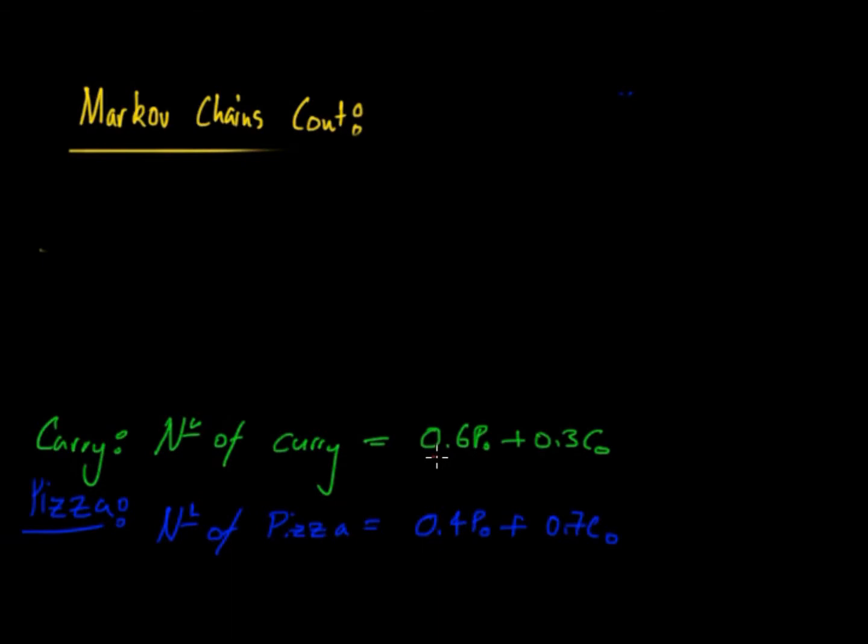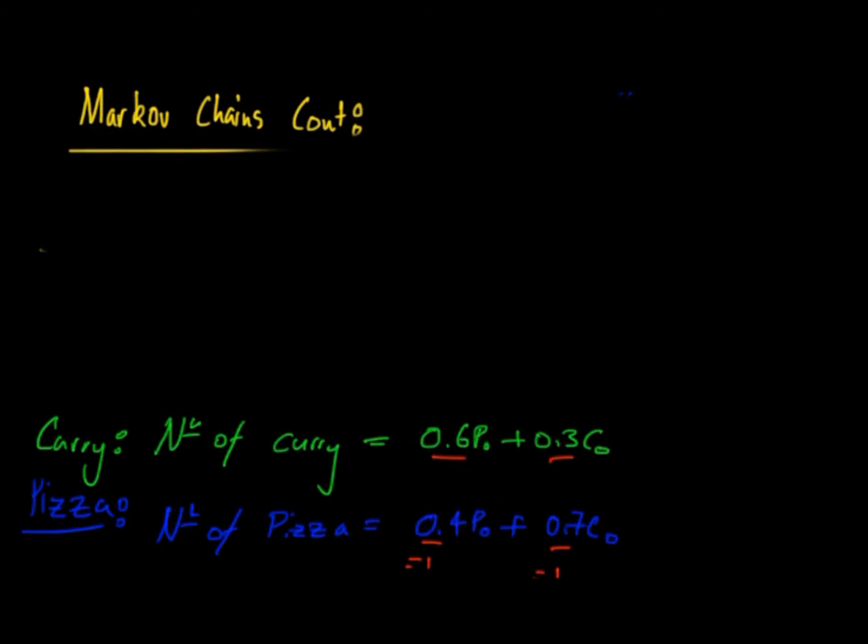And as you can see here, these sum to 1 and these sum to 1. Because we're assuming that if someone buys something from the canteen, they then buy it the next day as well. So that means everybody who ate curry previously then has to buy something else, and that's either curry or pizza. Everyone who buys pizza then has to eat something else. So we get 0.6 and 0.4.